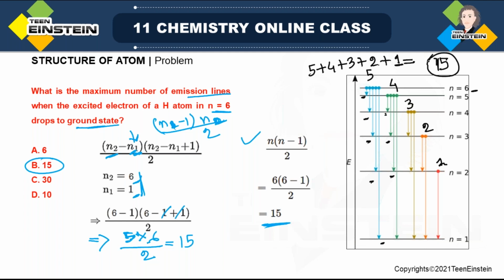So this is how you get so many different number of lines, but when you solve the problem, just use this formula. The first formula is general, the second one is specifically when it is clearly mentioned it is dropping to ground state, then only you can use the second formula.